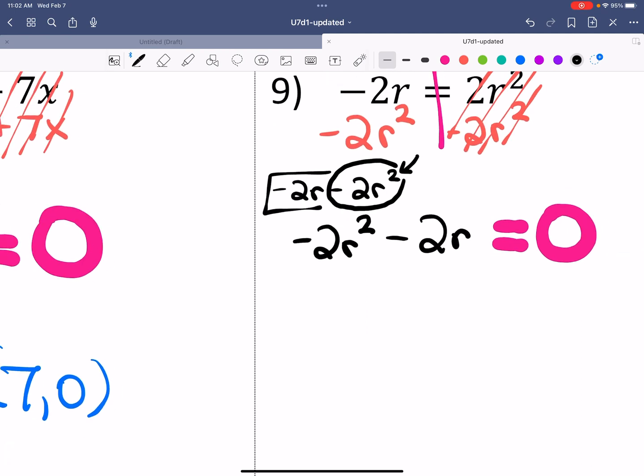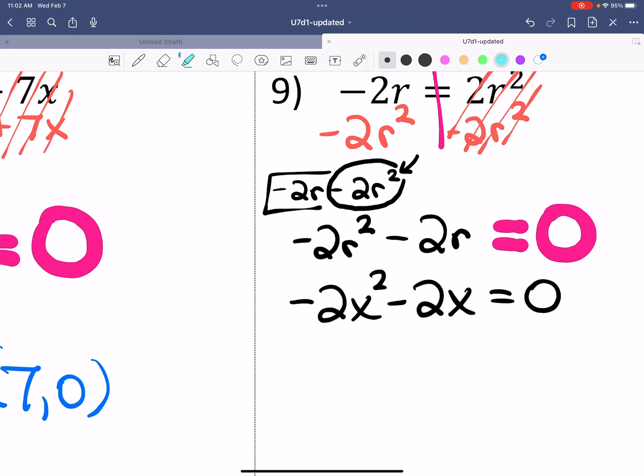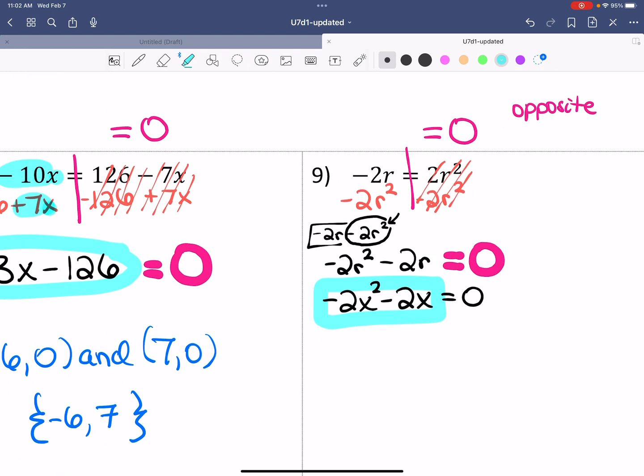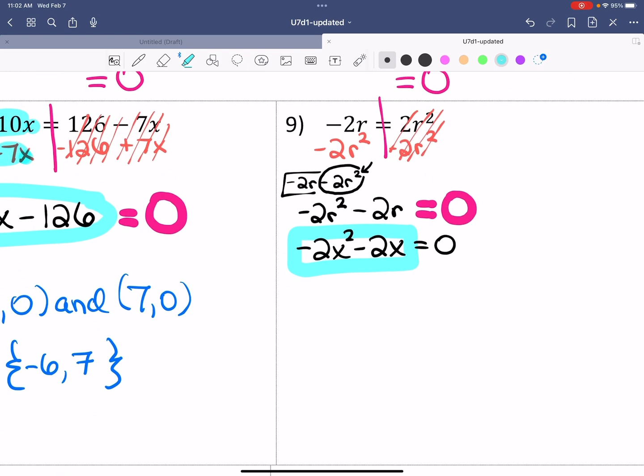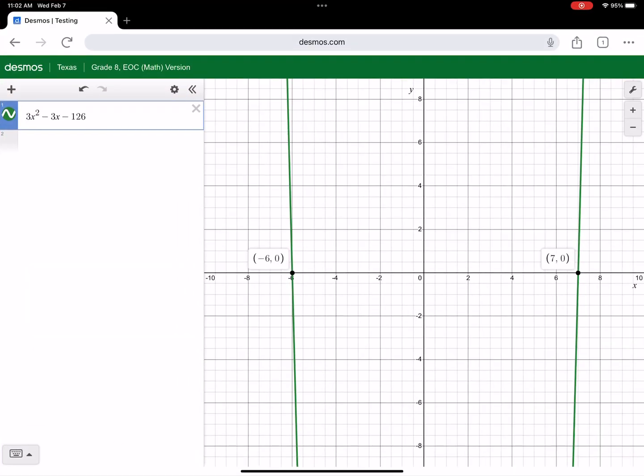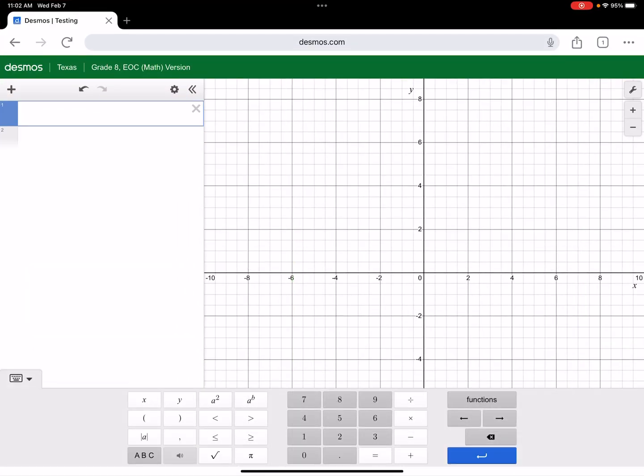Now, a lot of students don't like to use different letters other than x's, so you are welcome to use an x instead. But remember, once you get it set equal to 0, you only use the part in front and type that into Desmos. So we're going to type in negative 2x squared minus 2x. So negative 2x squared minus 2x.